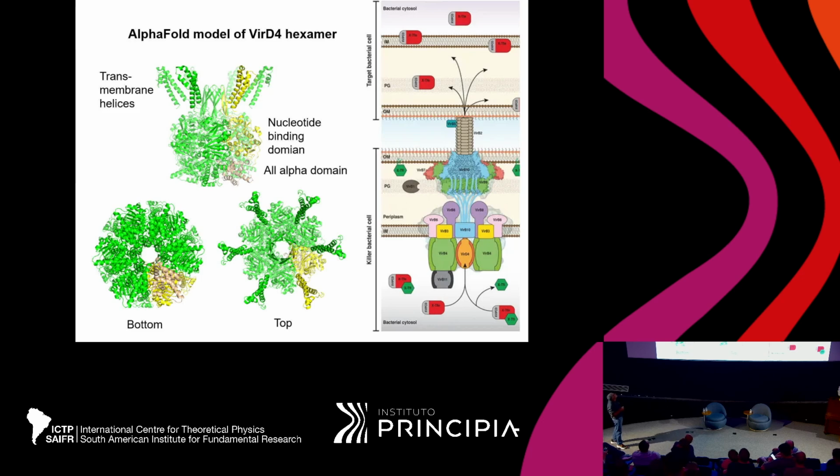So here is an AlphaFold model of the VIR-D4 protein, the hexameric form of this VIR-D4 protein. It's assumed to be a hexamer because there are just a few structures of homologs in the databases, and some of them crystallize as hexamers. They have an amino terminal pair of helices that are embedded into the inner membrane, and it has this globular domain here. Here one of the subunits is shown in yellow, and the all alpha domain here is shown in brown.